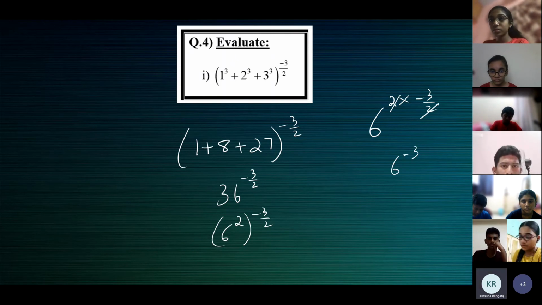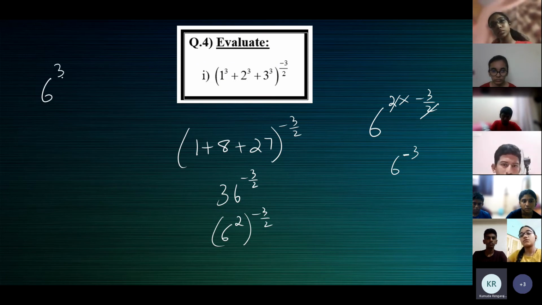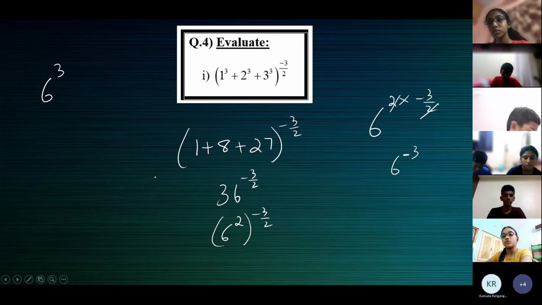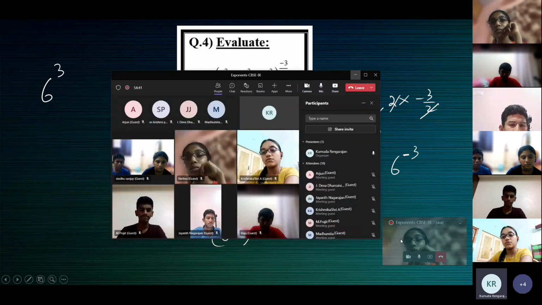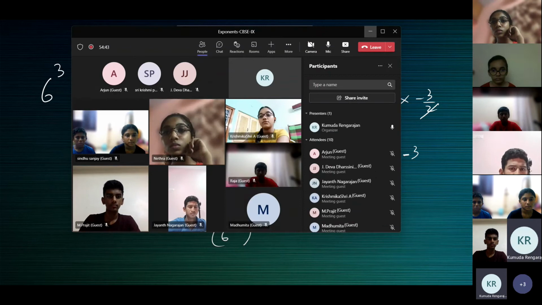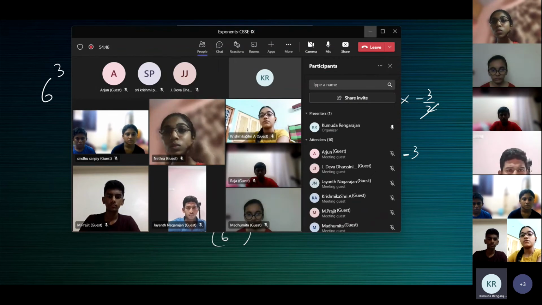Now 6 to the power minus 3 cannot be calculated directly. What do you mean by 6 to the power 3? 6 has to be multiplied with itself 3 times. What does the power say? The power says how many times the base has to be multiplied with itself.